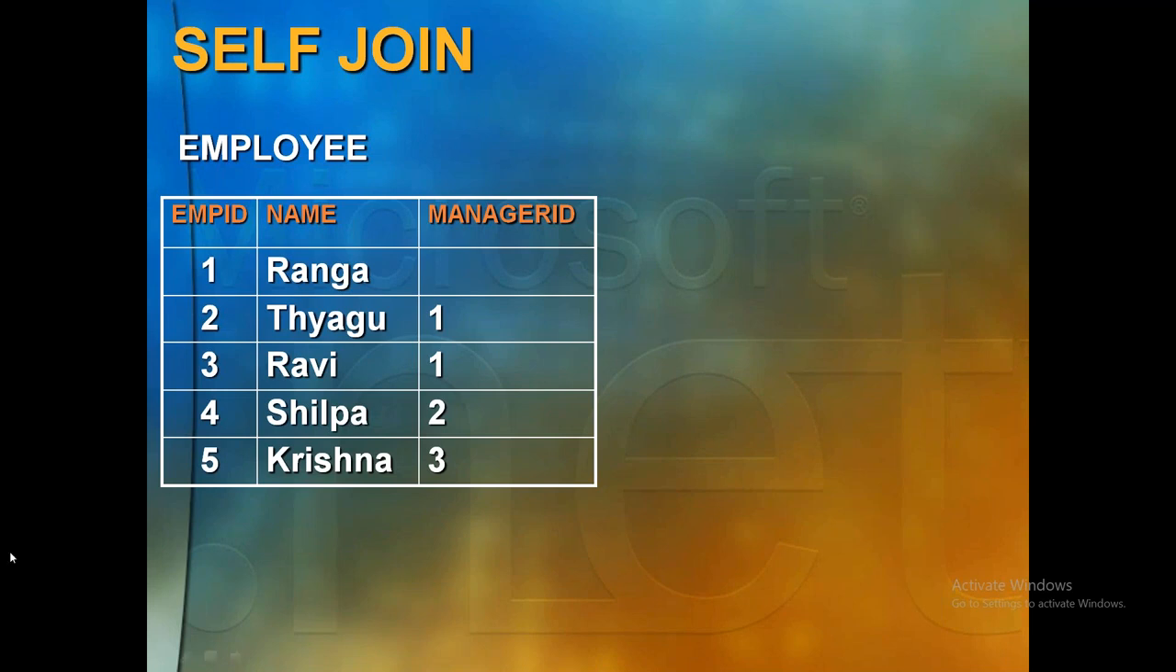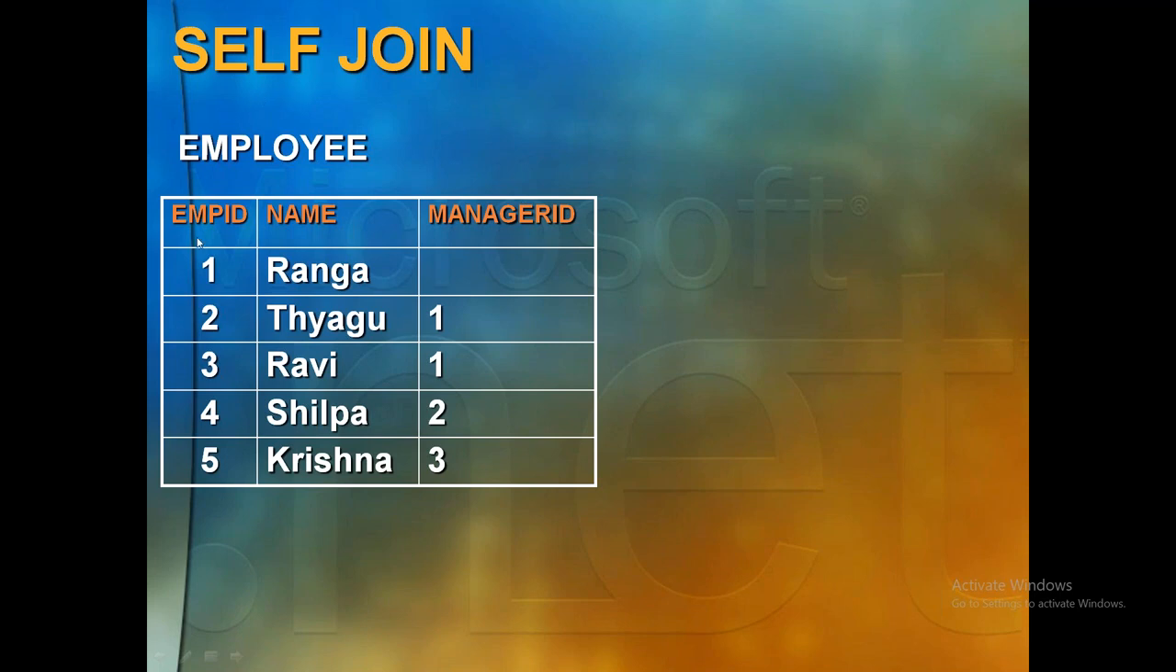I have a table: employee ID, name, and manager ID, right? So manager is also one more employee. So I have this guy. This guy is the CEO of the company. He doesn't have any boss, right? But the second guy is reporting to the first guy, and the third guy is reporting to again the first guy. The fourth guy is reporting to the second guy, and this guy is reporting to this. Clear? So this is the primary key and this is the foreign key.